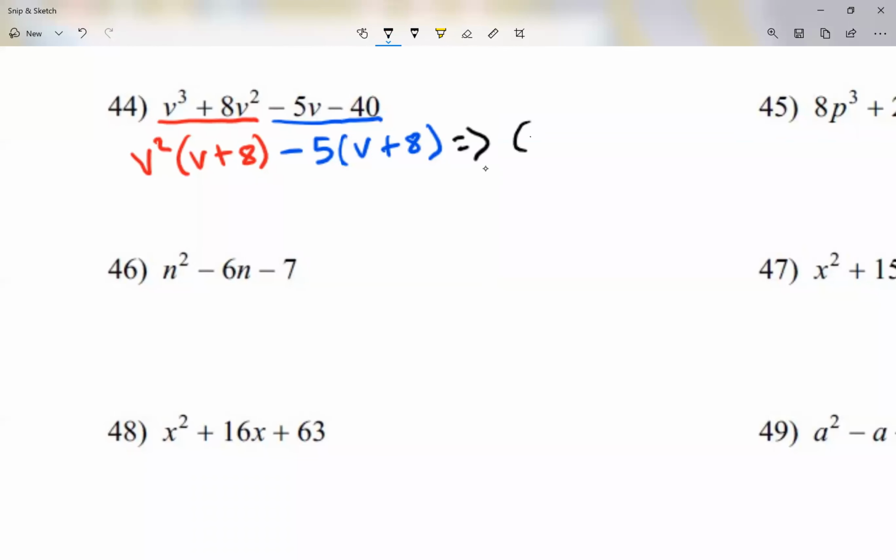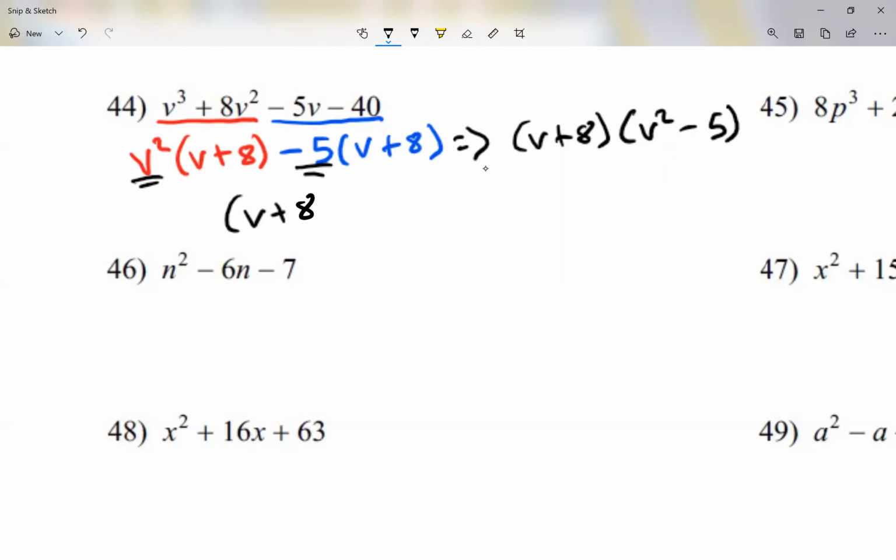When I factor this, one of my parentheses is going to be v plus 8, which is the parentheses that matches, because it has to match signs, everything. My other parenthesis is going to be v squared minus 5. And again, that's from the outside. The way I'm going to type this, v plus 8, and then v to the second minus 5. Notice for the exponent, we use the caret, the symbol on the 6 on your keyboard.